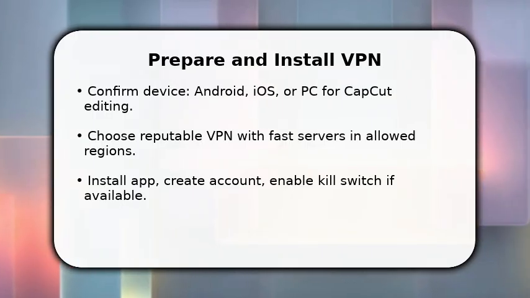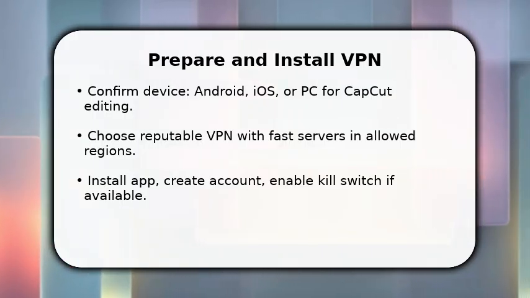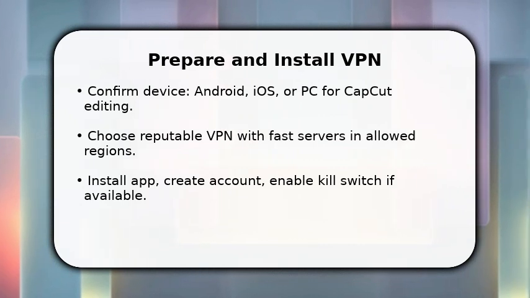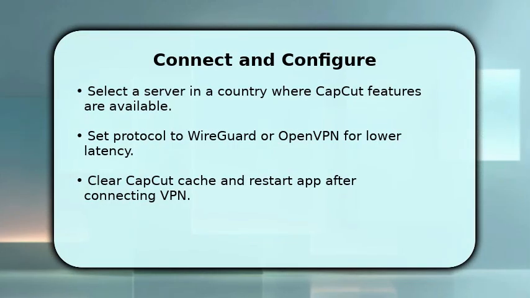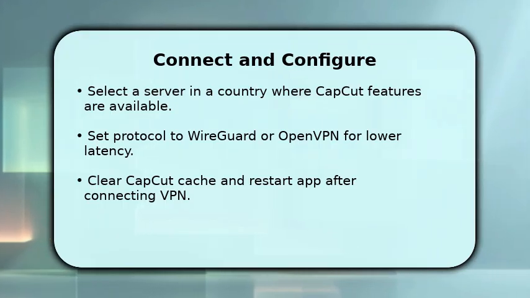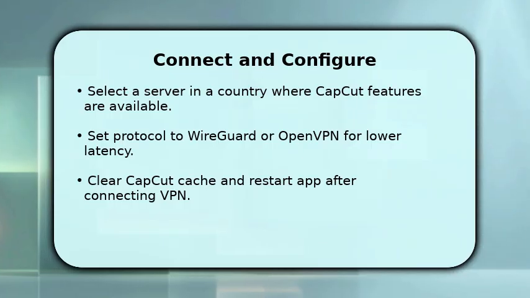Make sure location permissions are set only if required, and keep CapCut closed while you first connect so the app recognizes the new IP. You now connect and configure. Choose a VPN server in a region that provides the CapCut feature set you need, because geographic restrictions vary. Once connected, switch the protocol to WireGuard or OpenVPN for better speed and reliability.